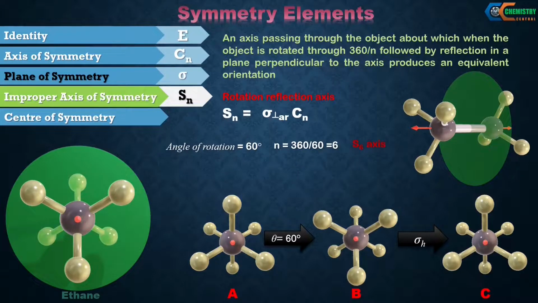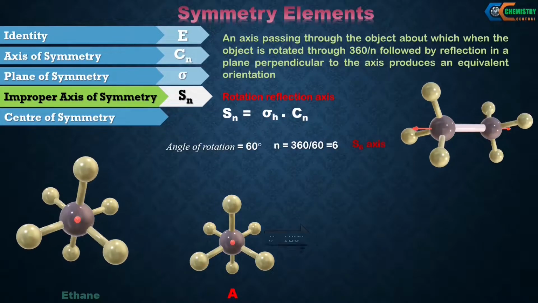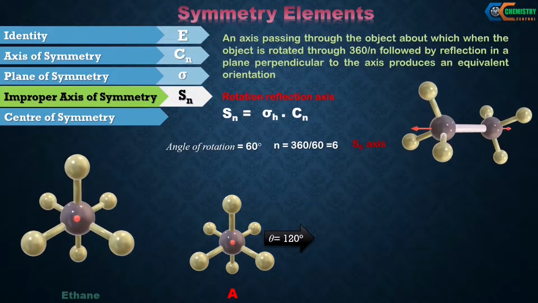But we can find that this molecule contains a C3 axis as the principal axis. So the question arises whether an S3 axis is possible for this molecule or not. To answer this, imagine a rotation of 120 degrees along the principal axis of this molecule, as the angle of rotation of an S3 axis must be 120 degrees.